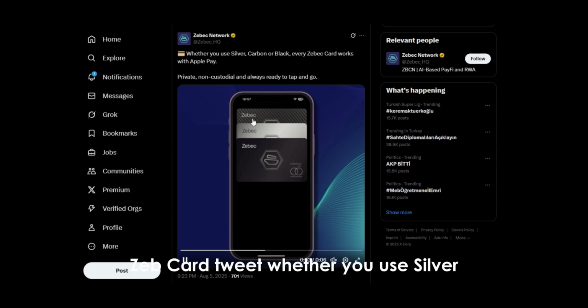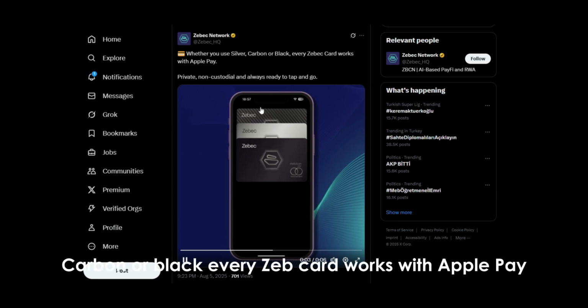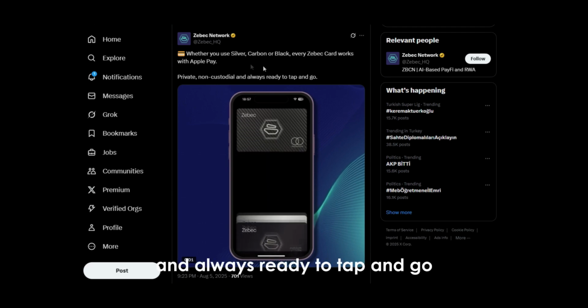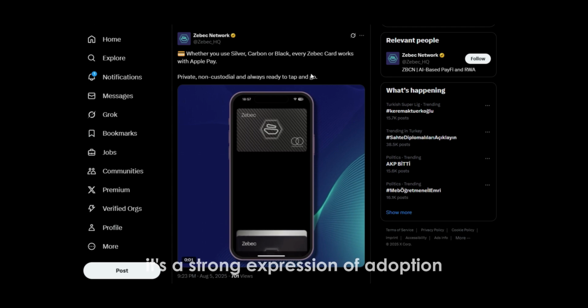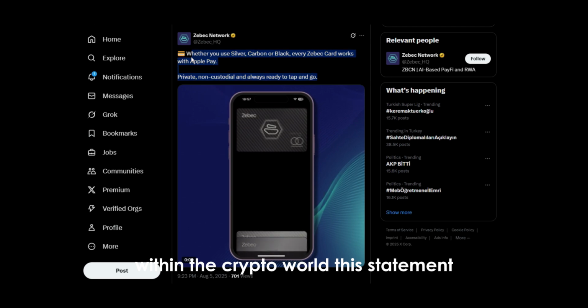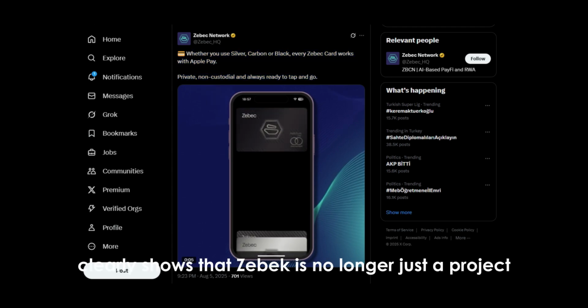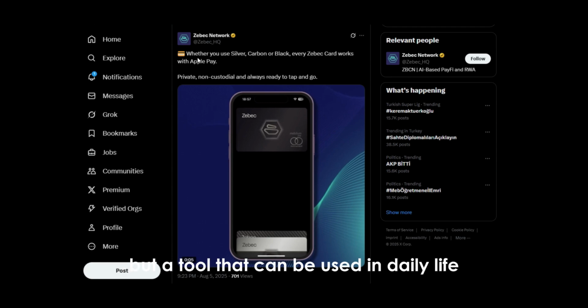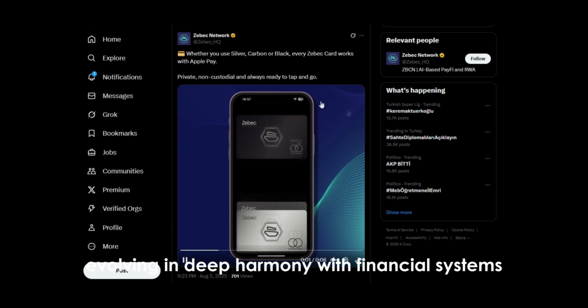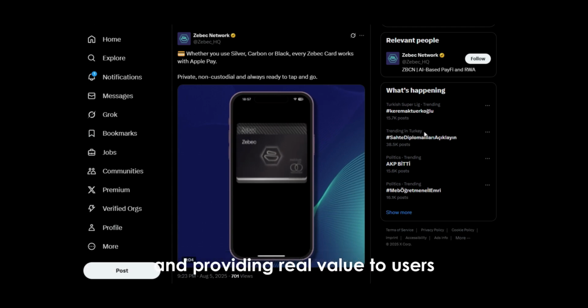Zebec's tweet, "Whether you use silver, carbon, or black, every Zebec card works with Apple Pay. Private, non-custodial, and always ready to tap and go," is not just a simple announcement, it's a strong expression of adoption, ease of use, security, and visionary technological integration within the crypto world. This statement clearly shows that Zebec is no longer just a project, but a tool that can be used in daily life, evolving in deep harmony with financial systems and providing real value to users.